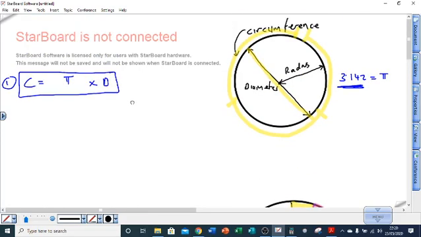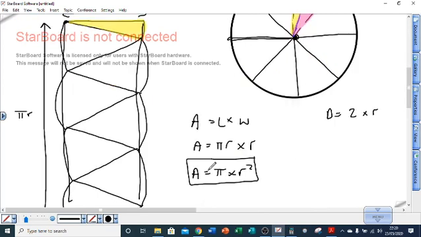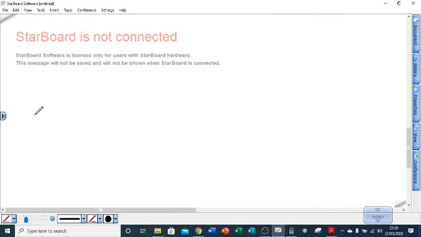So you've got your first formula for the circumference, which is a length, and you've got the area formula, which is for a full circle, pi times radius squared. So let's have a look at those. I'll write those down. Circumference equals pi times diameter, and we've got area equals pi times radius squared.